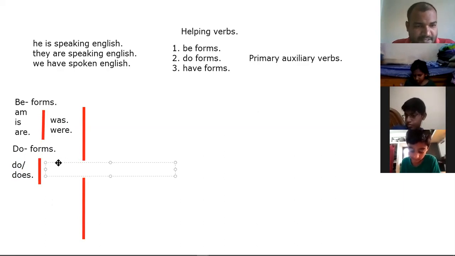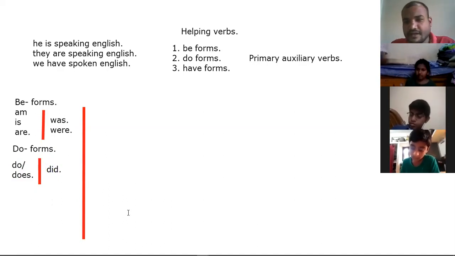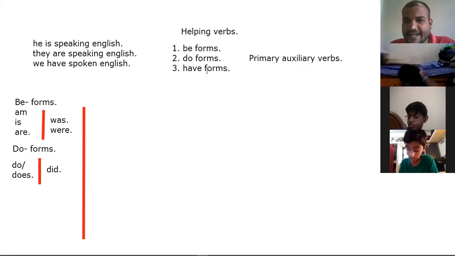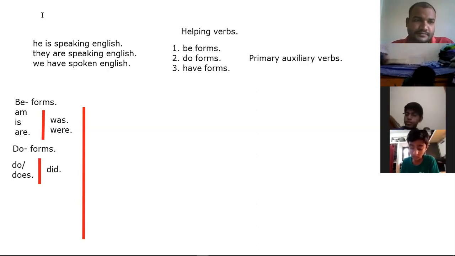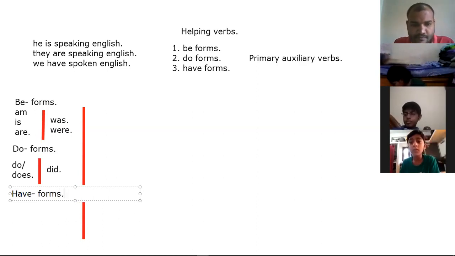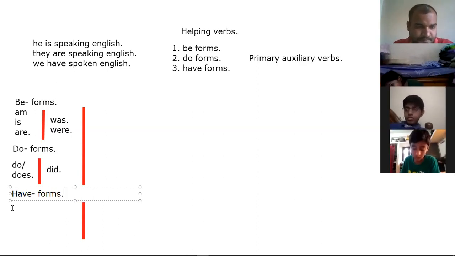Now in the past tense. Did, in the past tense. Okay. Next, what is the third type? Not future tense, I'll give you the future tense later. So, what is the third type? Have forms. Yes, have forms.